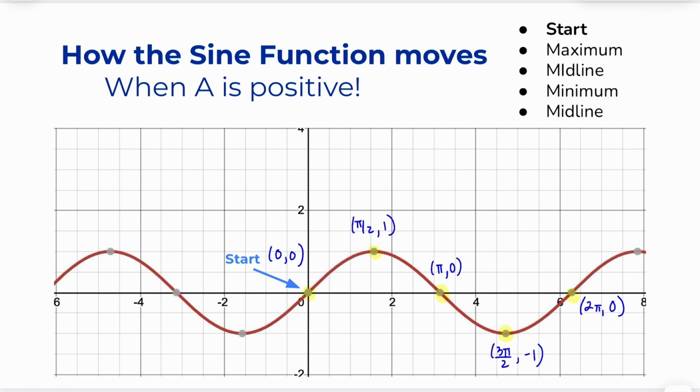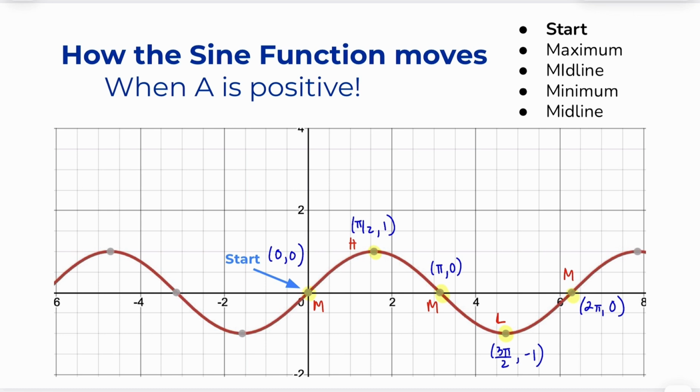Those 5 points are what gets moved around when we apply our transformations. You can see we start at our start point in the middle. Then we go to our max, we go high, then we go back to middle, then we go low, our minimum, and then we go back to middle. So some people like to use H and L because all of these start with M's. Middle, max, middle, min, middle can be a mouthful. That is when A is positive.